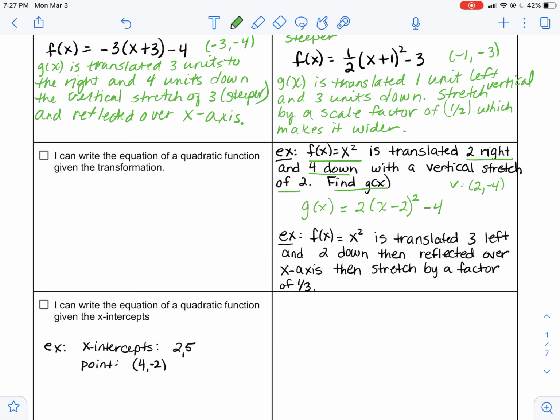The next one, we are going to translate it 3 left, which is going to make this be a plus 3, 2 down again, which is a minus 2, and stretch by a factor of 1/3. So, not going to make it too hard, but you should be able to go in both directions and describe. So, we're going to stop this video over transformations of quadratics.